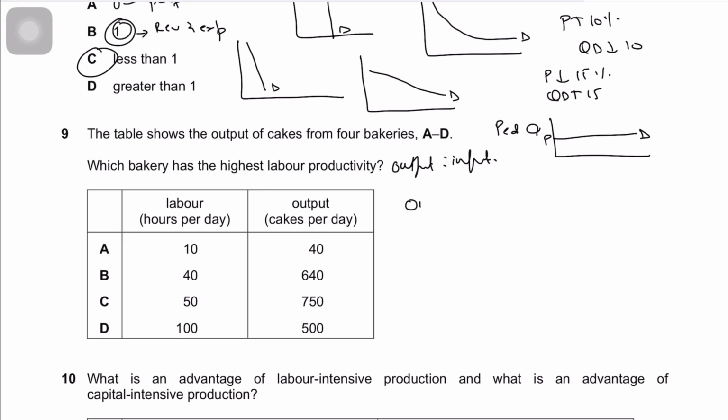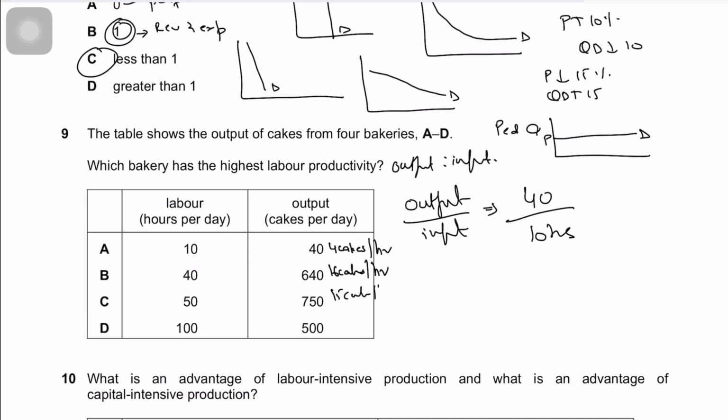What you will do is divide the output by the input that you are giving in. So 40 cakes produced divided by the 10 hours that you are giving gives us 4 cakes per hour. Then you divide 640 by 40, and the answer is 16 cakes per hour. Then you divide 750 by 50, so the answer is 15 cakes per hour. And then 500 by 100, you get 5 cakes per hour.